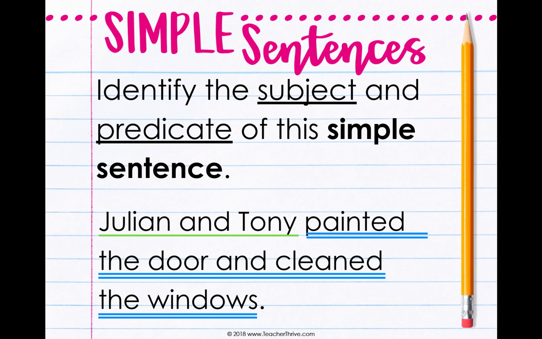Remember, the noun is always the subject and the verb is the predicate. The subject is who or what the sentence is about, and the predicate is what that person is doing or does.